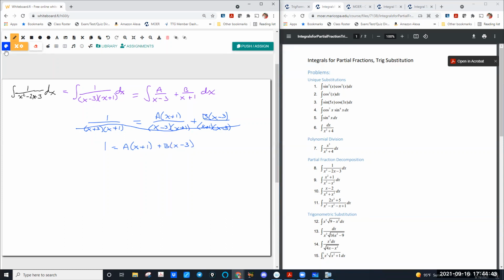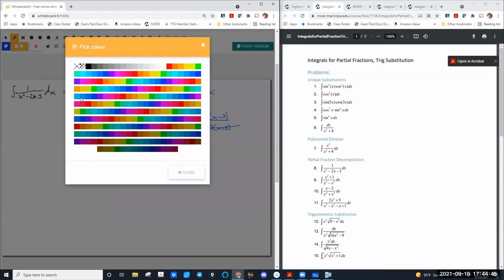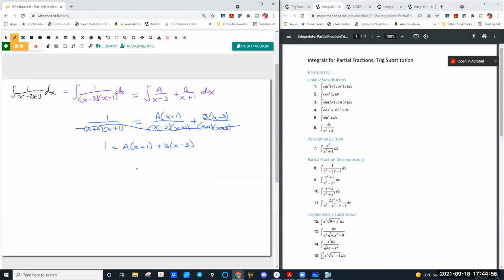The shortcut, let's do it in what color have we used? How about green? If I can find a good green here. Man, where's the regular green? Okay, that took longer than I'd like.